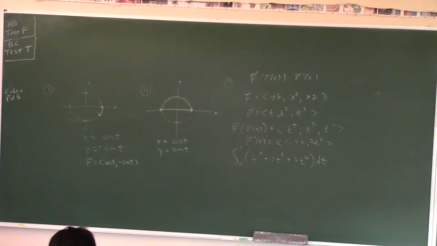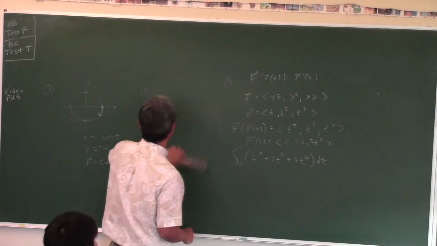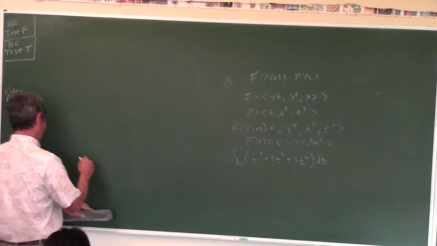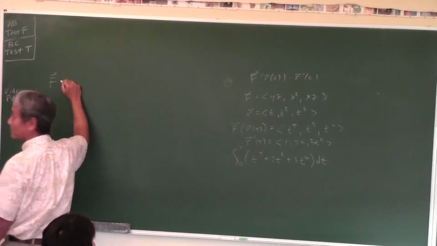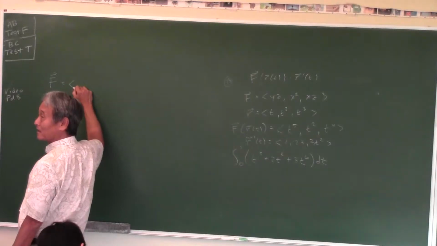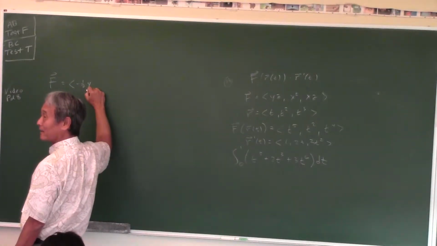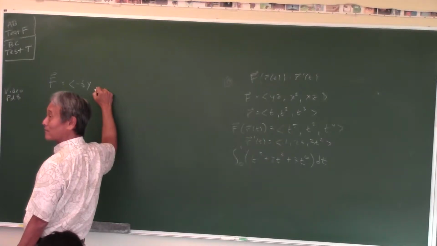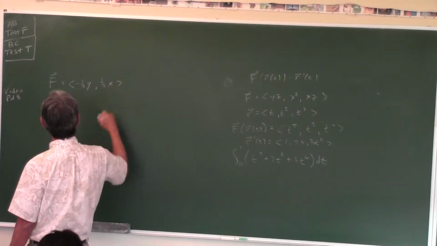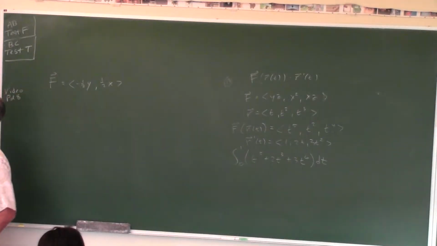I thought this was the most interesting of the three problems. An object orbits an ellipse in standard position subject to a force. Here's your force, vector negative 1/2 y, comma, positive 1/2 x. Find the relationship between the work done and the area of the ellipse.